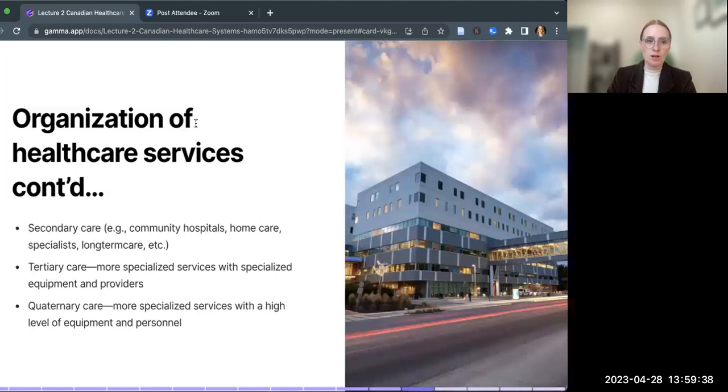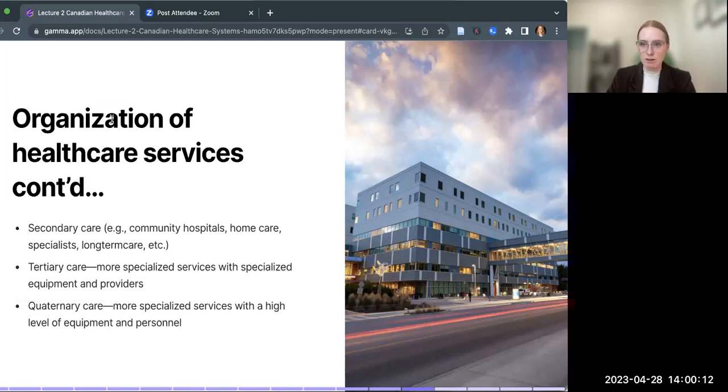Just a note about organization of healthcare services. This is probably something that's familiar for most people. So where we have the primary, the prevention, the out of hospital care, community care, then you move into the secondary care, which is more home care, specialists, potentially long-term care. Tertiary care is somewhere like a center like Kelowna General Hospital, where you do have more specialized services. It's getting more specialized all the time, but maybe not the highest level of specialization within a region. So for instance, within the province.